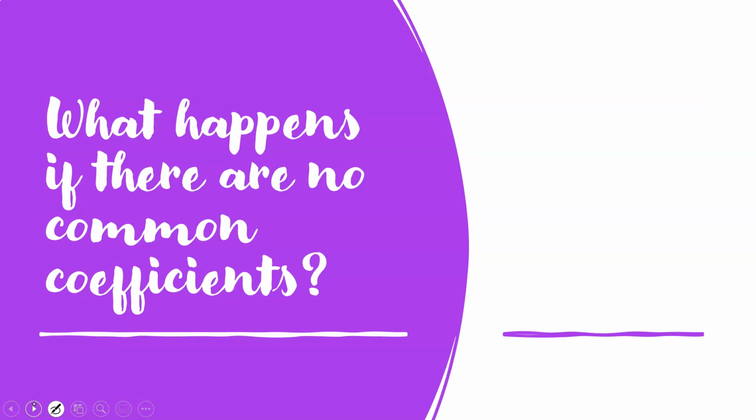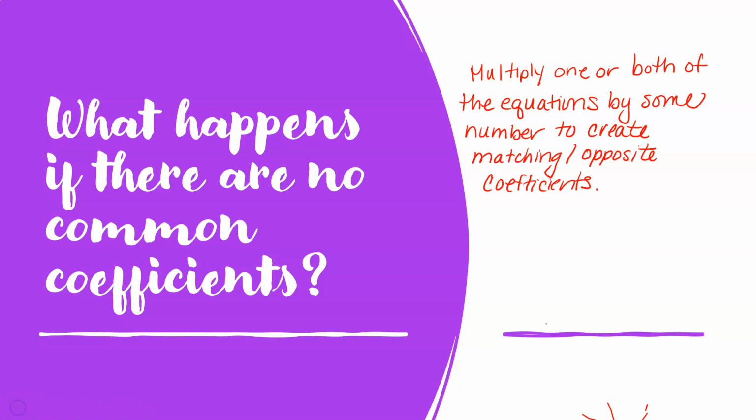All right, so what happens if there are no common coefficients and you cannot cancel? So I'm going to get these rules down and we're going to have to go to part 2. So what happens? You need to multiply one or both of the equations by some number to create matching or opposite coefficients. So again, you're going to have to multiply one or both of the equations so that you can force a way to eliminate one of the variables. All right, so I'm going to stop here and we'll do examples in the second part.